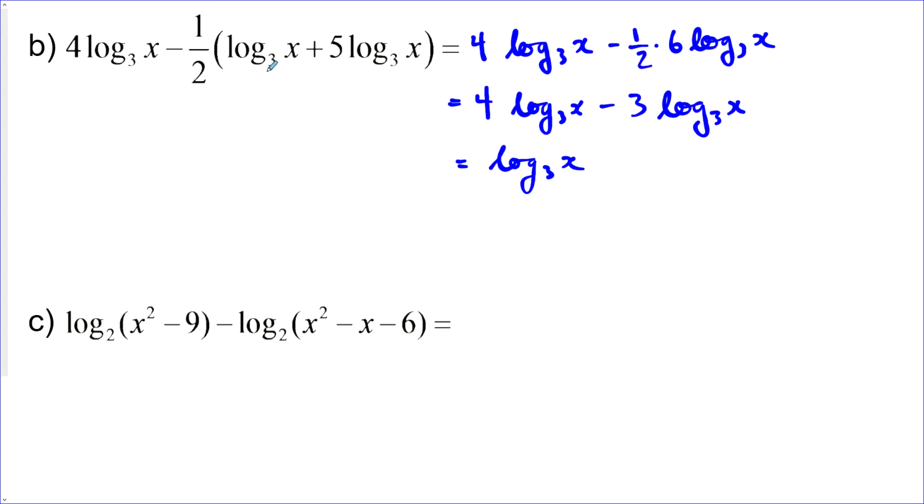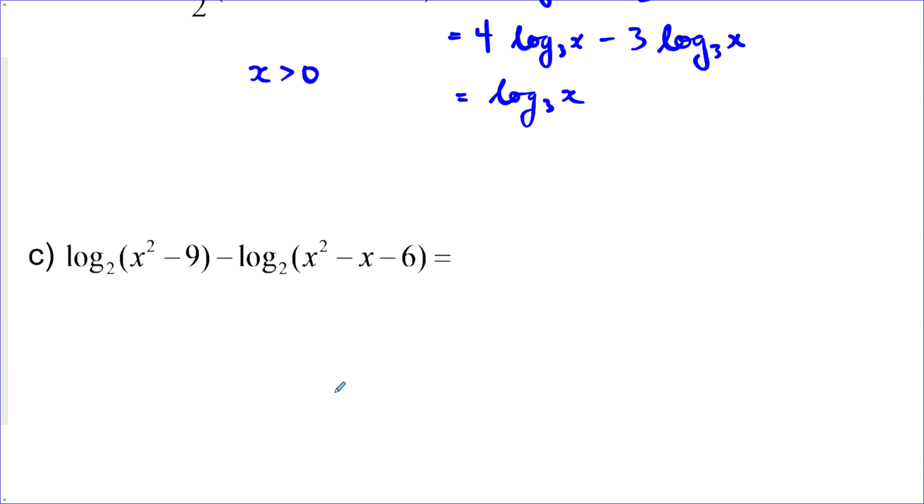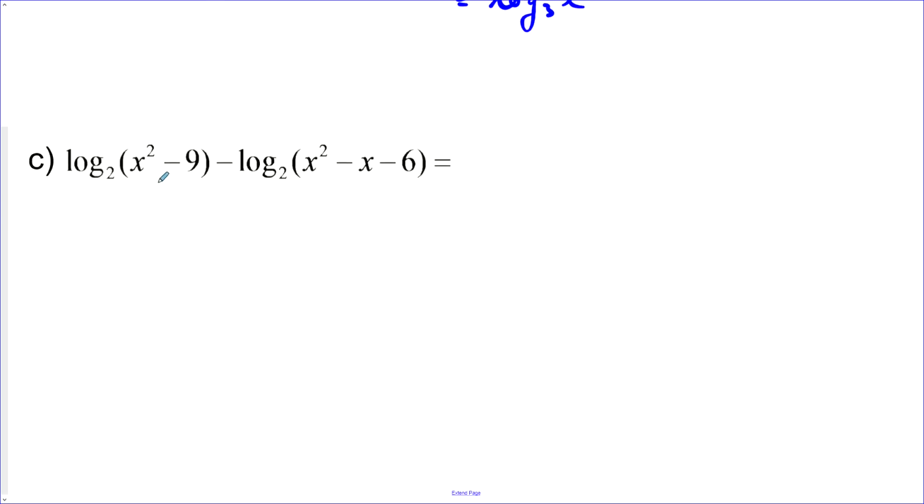What's the restriction on the variable? Well, we have x in here, and so that means that x needs to be greater than 0. That's our restriction. The next one is going to be a little bit more difficult, especially for the restriction.